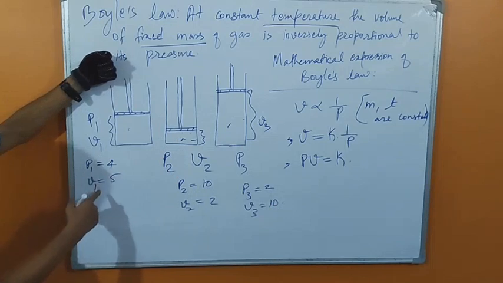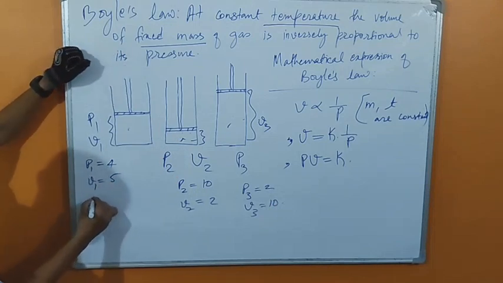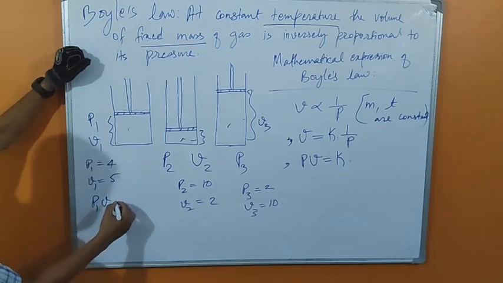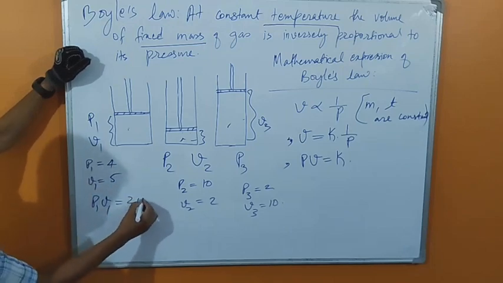P1 is 4, V1 is 5. The product of P1 and V1: when you multiply P1 and V1, you get 4 into 5, 20.